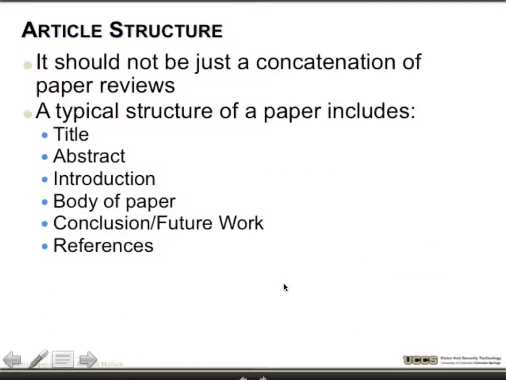So the structure of a review article isn't just a concatenation of paper reviews. It typically has a title, an abstract, an introduction, the body of work, a conclusion, and future references. And the body of work here is what's going to be organized, where you really look at what's in the papers, and you're going to have some organizing principles. We'll come back to some of those later in today's lecture.